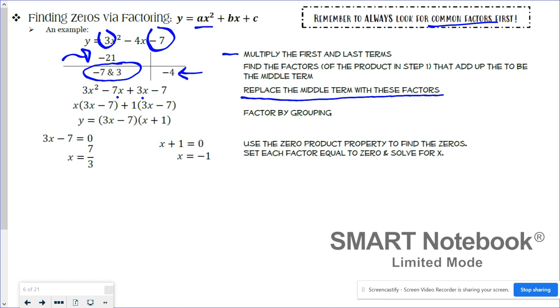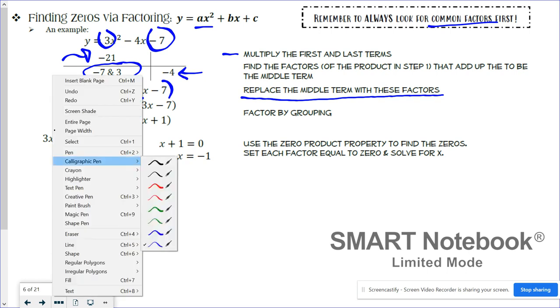And then I'm factoring by grouping. So when you factor by grouping, you group the first two terms, you group the last two terms, and then you take the common factor out of each group. And then write down what's left over. So the common factor in the first group is x, and then what's left over is 3x minus 7. The common factor in the second group is +1, and then what's left over is 3x minus 7. And so this reveals your two factors.